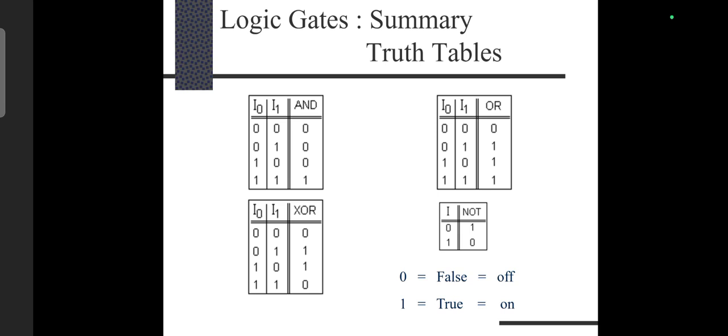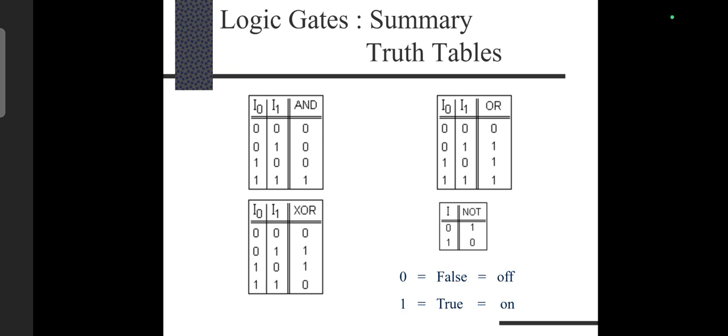So this slide shows the summary of the basic gates truth table. If we start from the top left corner, we can see the truth table of AND gate, and the immediate bottom XOR gate is given, and the top right OR gate is given, and NOT gate is given. So in these truth tables, we can understand that whenever a logic 0 is given, meaning that it is false or off condition. Whenever logic 1 is given, it is true or on condition.